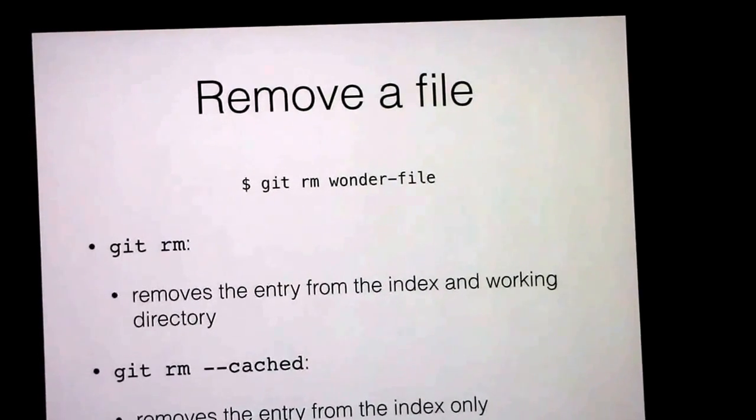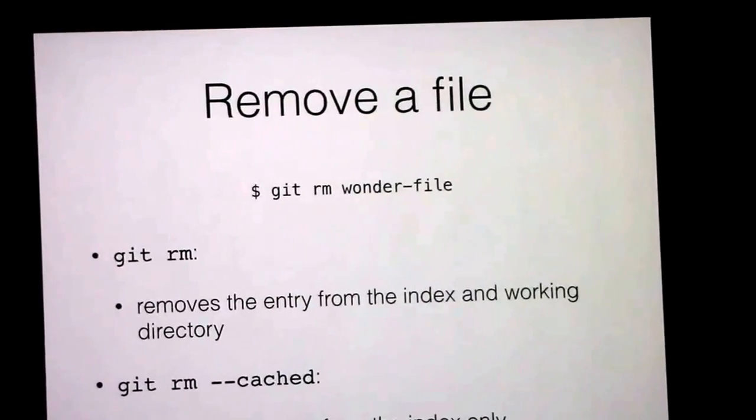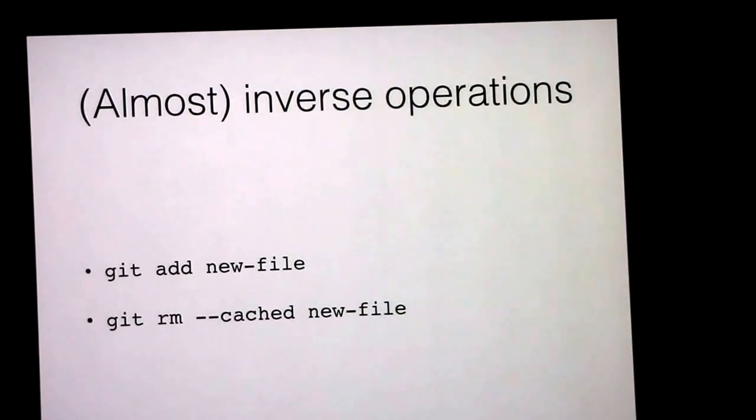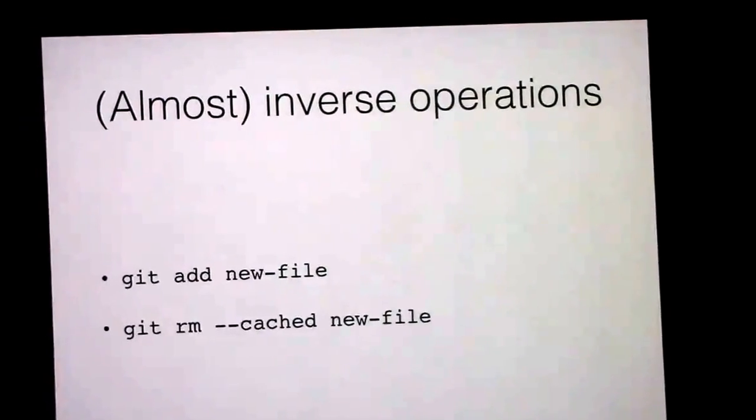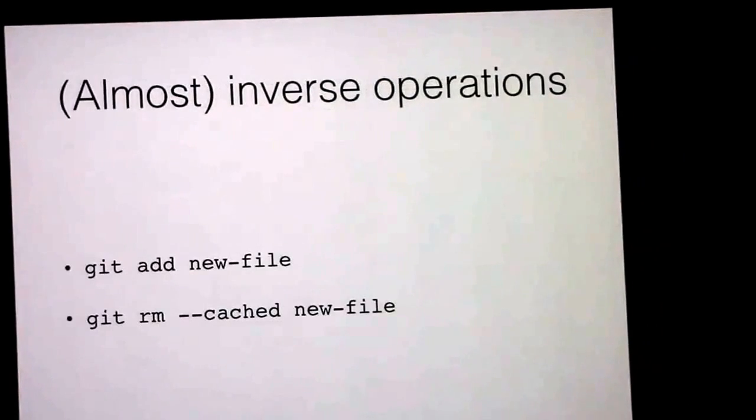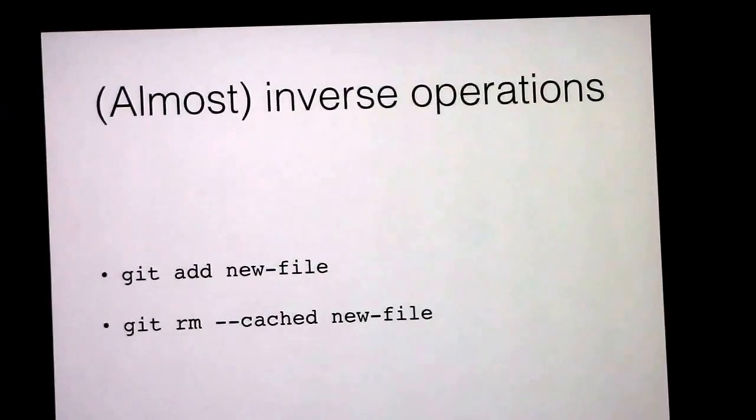Was there any over here? Okay. So these two are almost inverse, but not quite. Adding creates a blob and adds the blob hash and file into the index. Git rm cache removes the index entry, but doesn't remove the blob. So they're not quite inverse. You still get that blob side effect.